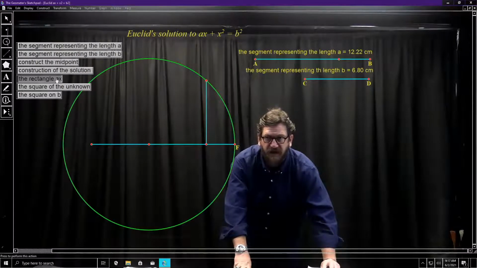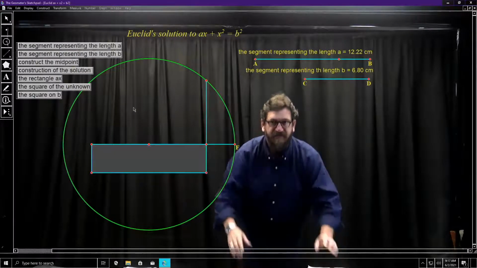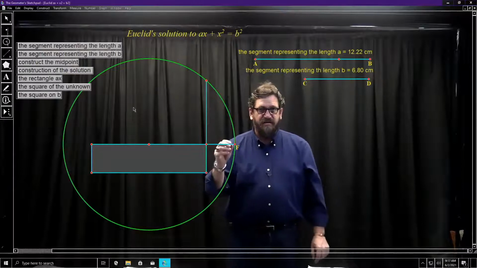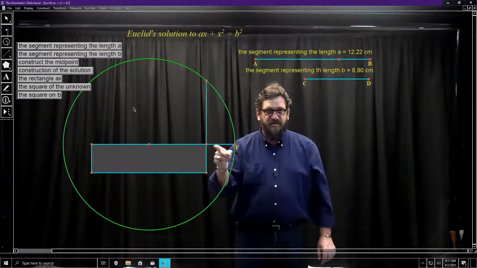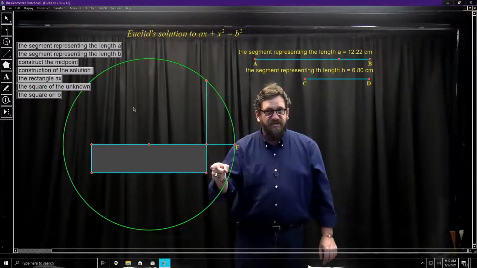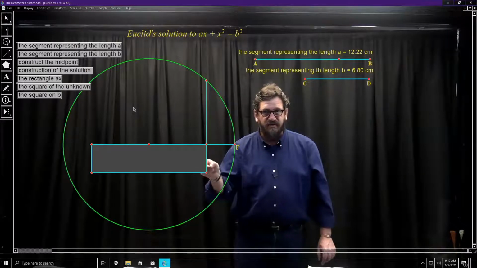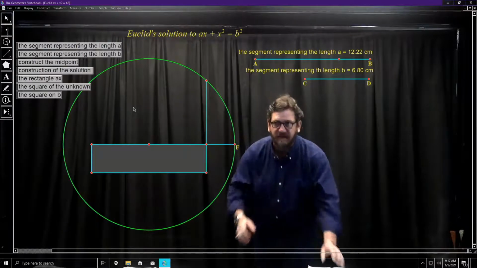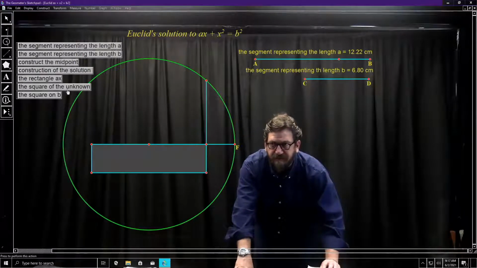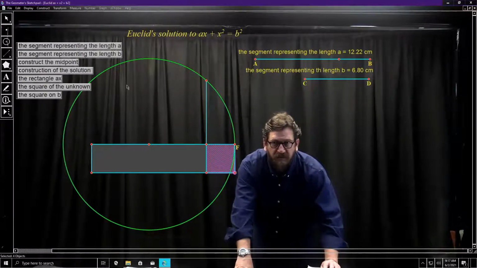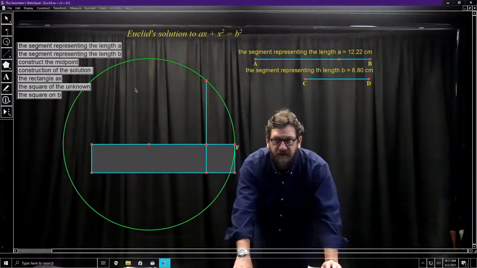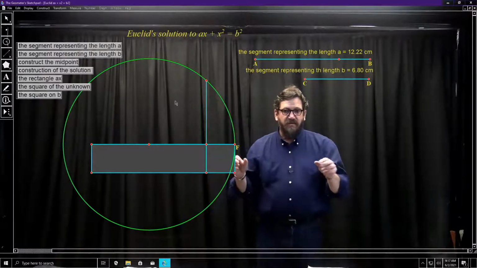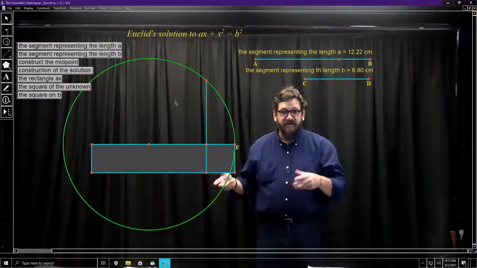So let's build the rectangle A by x. And all I've done, and I hid this, was I took this distance and I went down the same amount of distance and created this rectangle. And this rectangle has an area of a times x. Now then we're going to complete the square of the unknown. And so all of this is great. So here's my ax plus x squared.